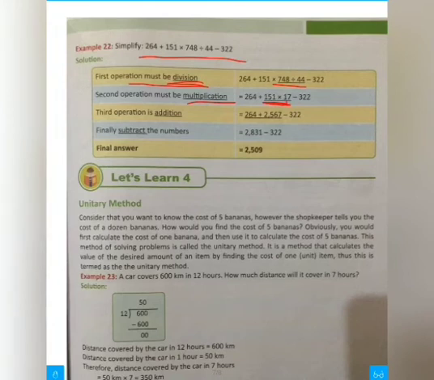Then addition, the answer you will get over here will be this. Now add this number, and then the last one is subtraction. Now you will subtract. So the final answer will be this. So this is how you need to apply the DMAS rule in your questions.